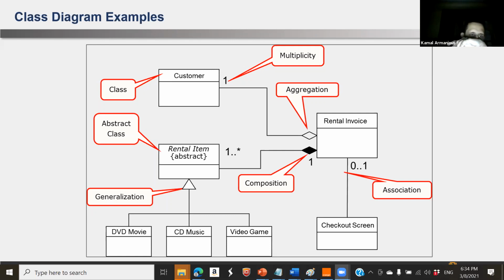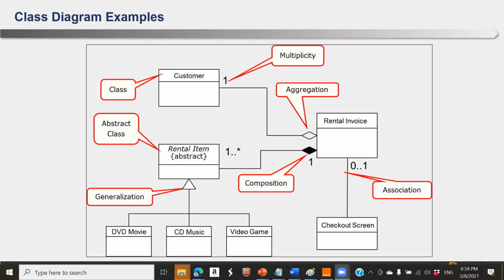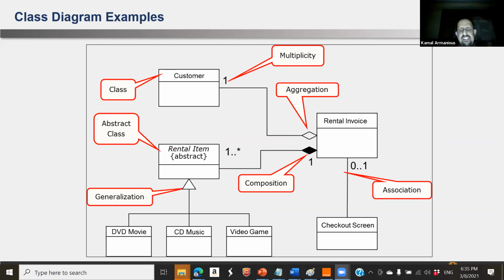But you said an important thing that should alert everyone. The class diagram doesn't tell you the sequence of events. The class diagram tells you how classes are interrelated between each other. There is another type of diagram that tells you the sequence of events. So before or after, it doesn't matter. In reality, is it before or after? In reality, the checkout screen first, then the invoice. Exactly.